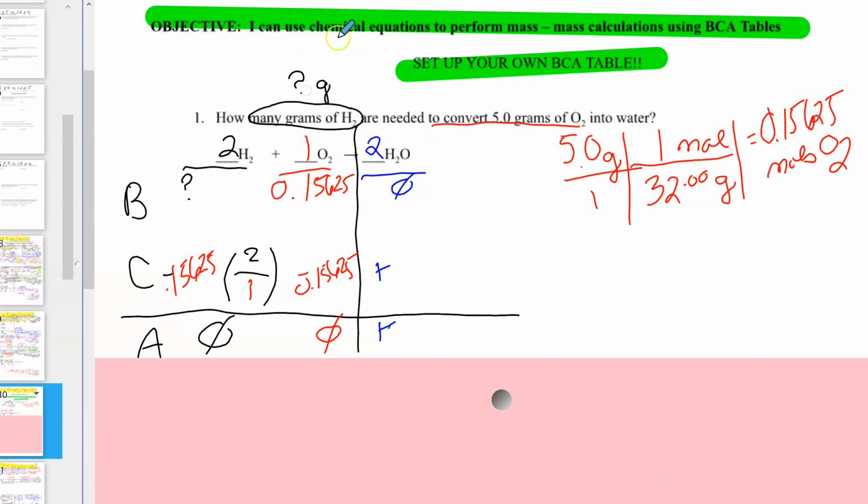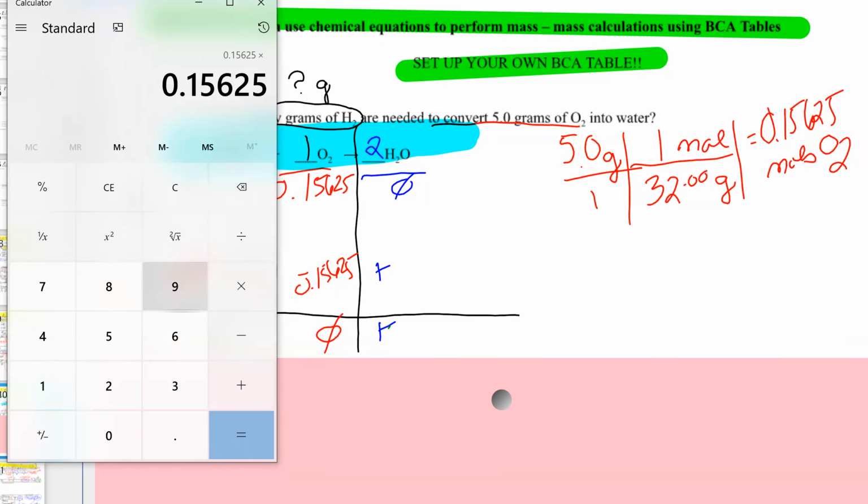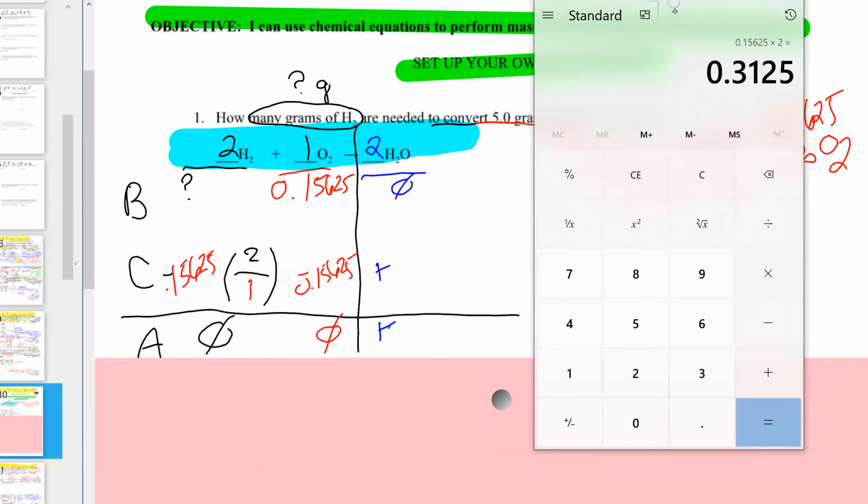Remember that we only ever pull our mole ratios from up here. This is where all the mole ratios come from. This is our recipe. So their ratio is 2 to 1. So we need to take this number times 2. So we really used up 0.3125 moles of hydrogen.